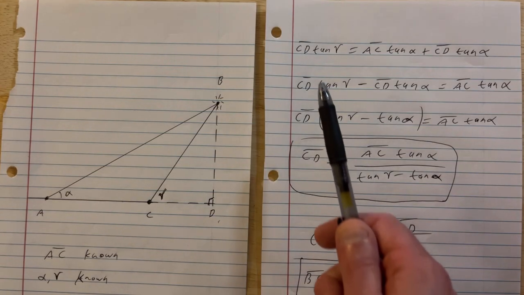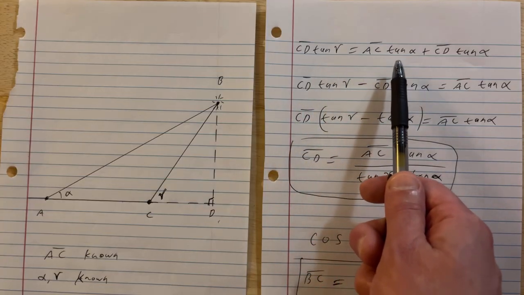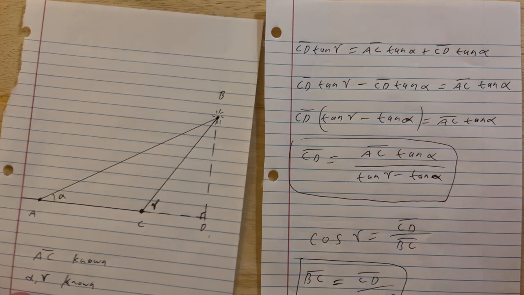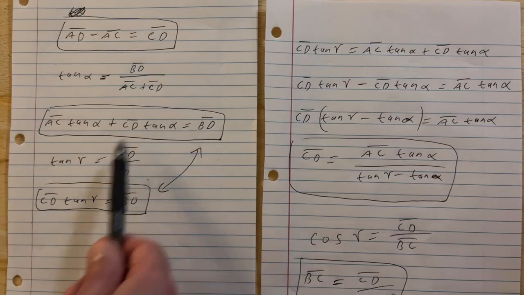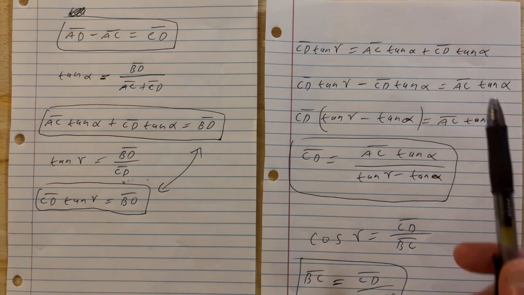We have line segment CD tan gamma will equal line segment AC tan alpha plus CD times tan alpha. Actually, I'll go ahead and show that right here. I just took this equation and set it equal to that equation. Now let's look for common factors that we can combine.